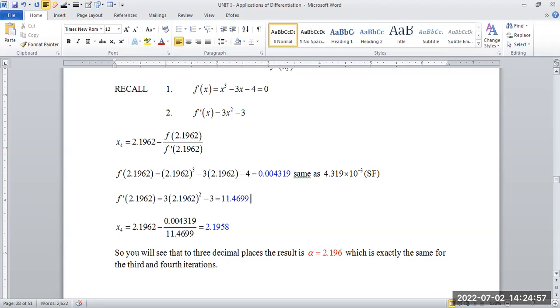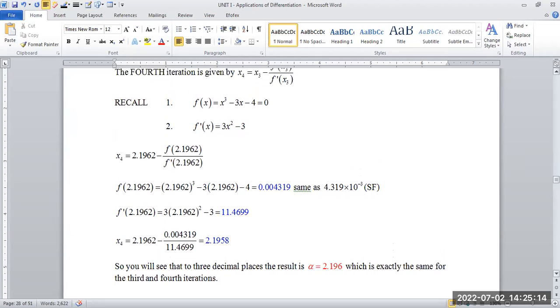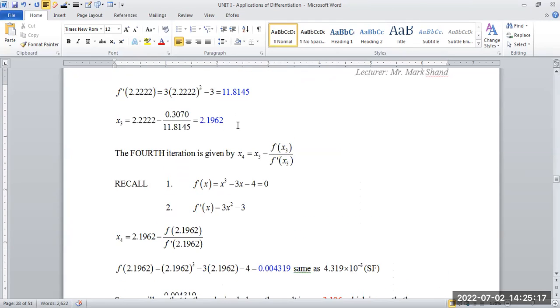So we have that. You see that to 3 decimal places, the result for alpha is 2.196. When I round off, this is my decider, and my decider here is greater than 5, so I'm going to add 1 to this one. So I'm going to get 2.196. But if you look up top, when I round this off to 3 decimal places, I still get the 2.196. You see the point I was making earlier? The value is exact when I move to 3 decimal places. If I were using 4 decimal places, the value is not exact. So that's why they say to 3 decimal places, then we get the exact value.